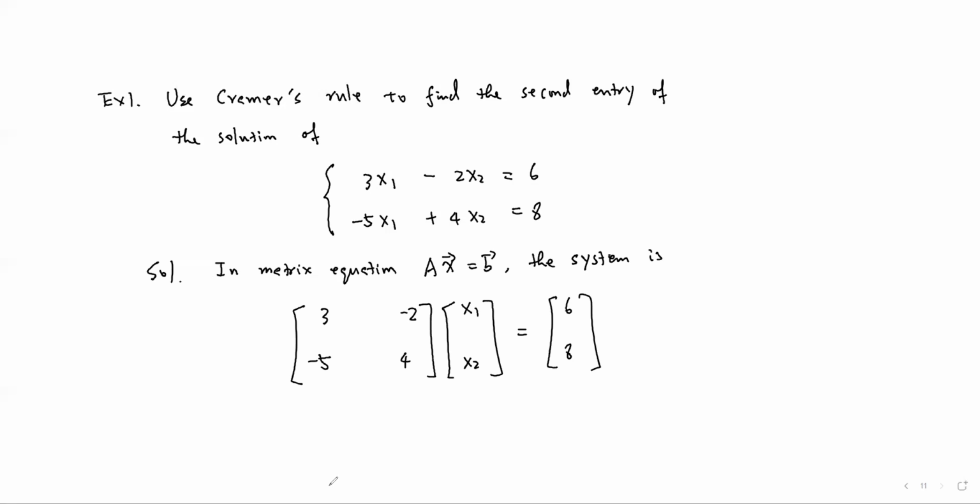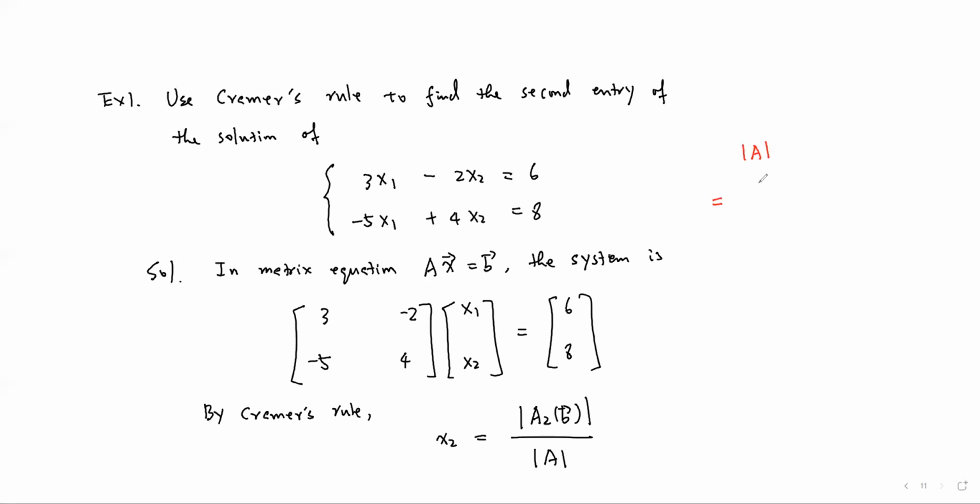Okay, now I can use Cramer's rule. By Cramer's rule, the second entry of the solution, x2, is equal to determinant of A_2(b) over determinant of A. This is Cramer's rule. Okay, now let me compute the determinant of A first.